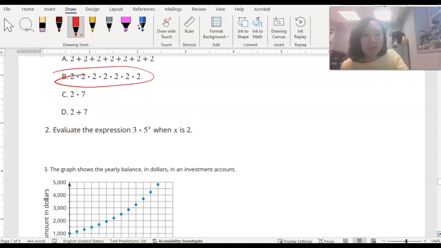It says evaluate the expression when x equals 2. That means we're substituting for x. So we have 3 times. This is order of operations. We have to do exponents first. So times 25, which gives us 75.